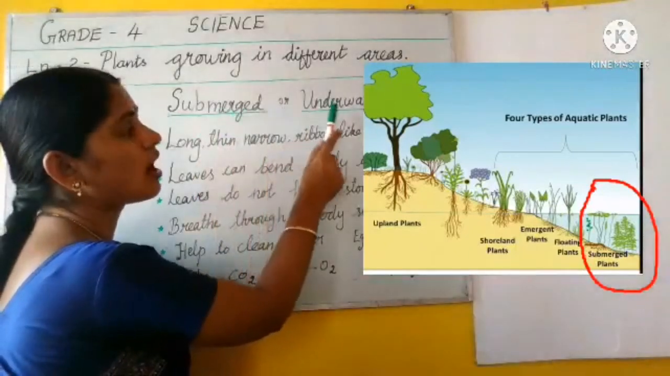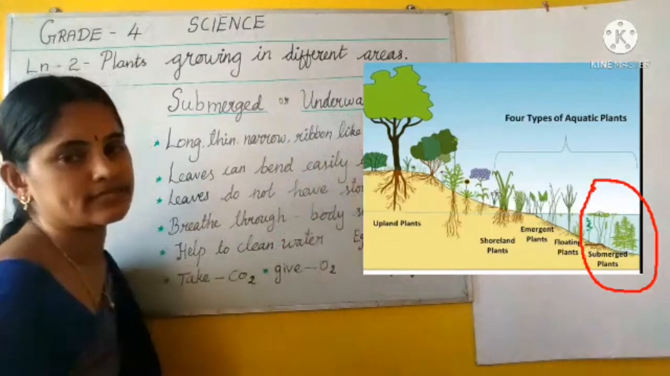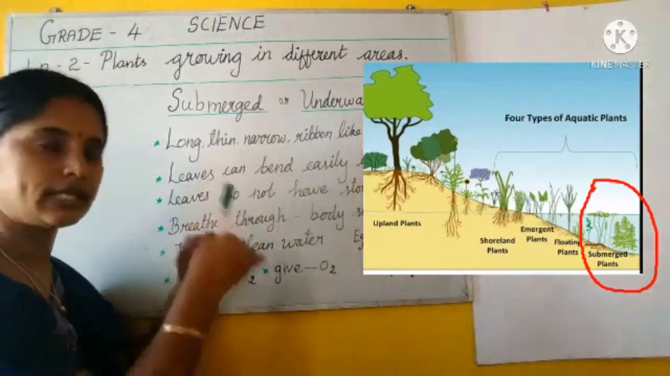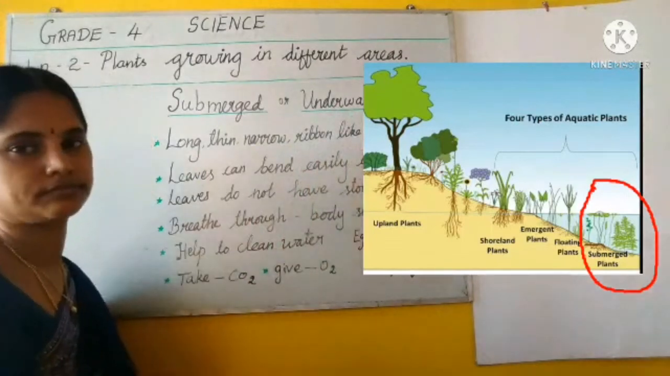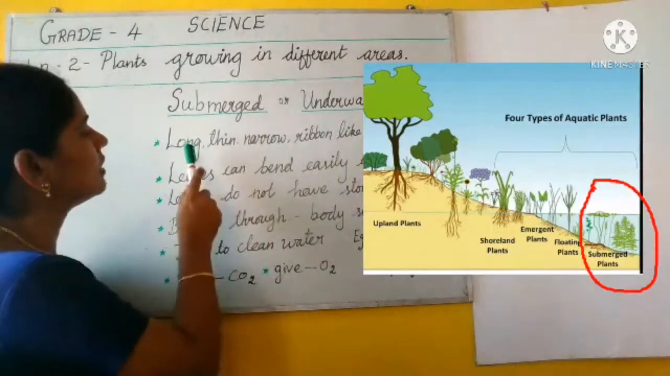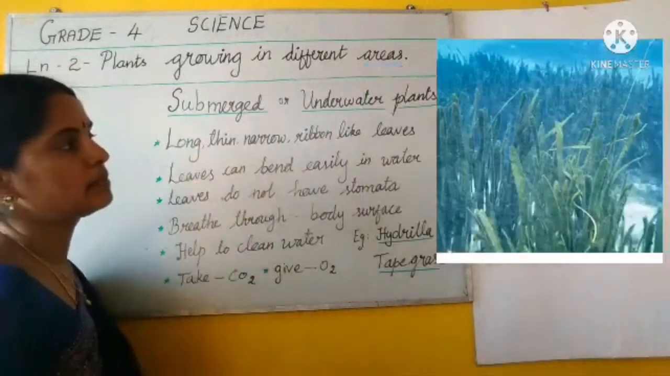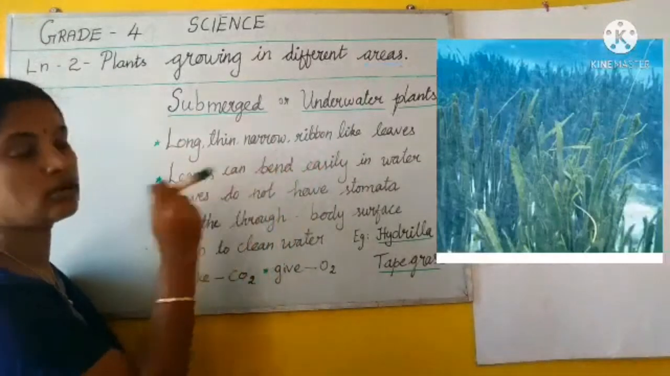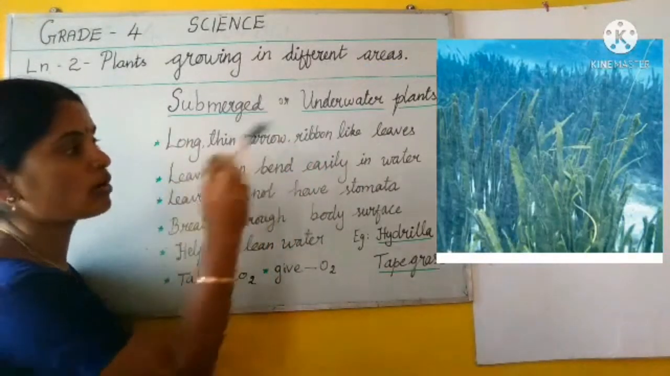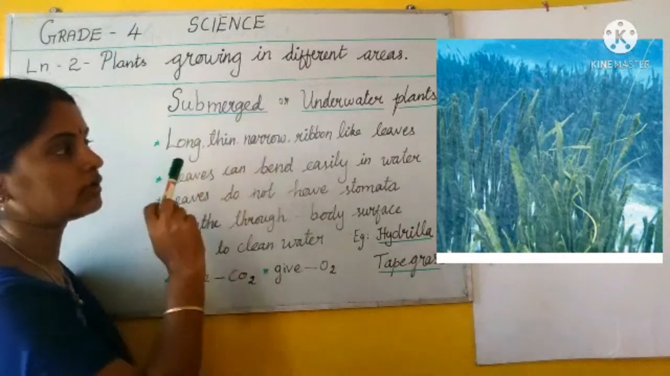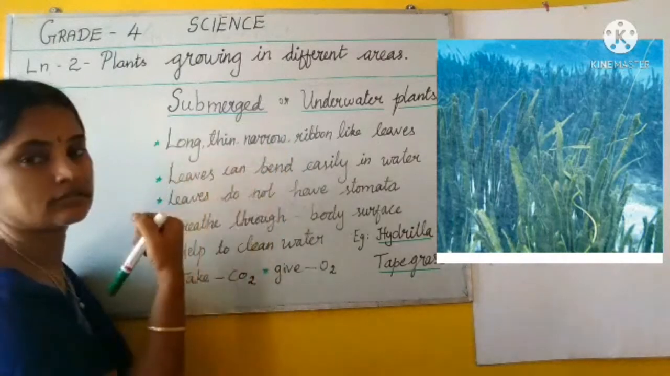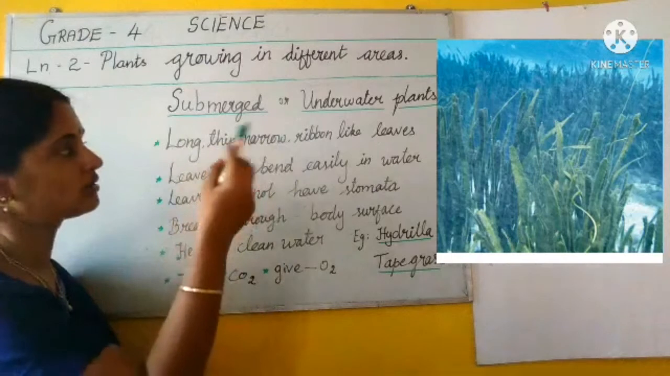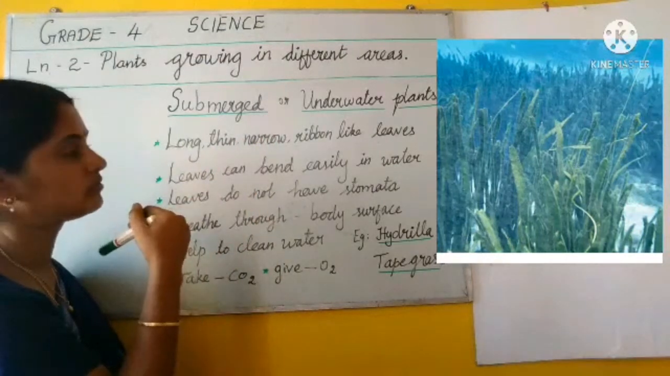Submerged or underwater plants. See, look at these submerged plants. How do their leaves look? Long, thin, ribbon-like leaves.